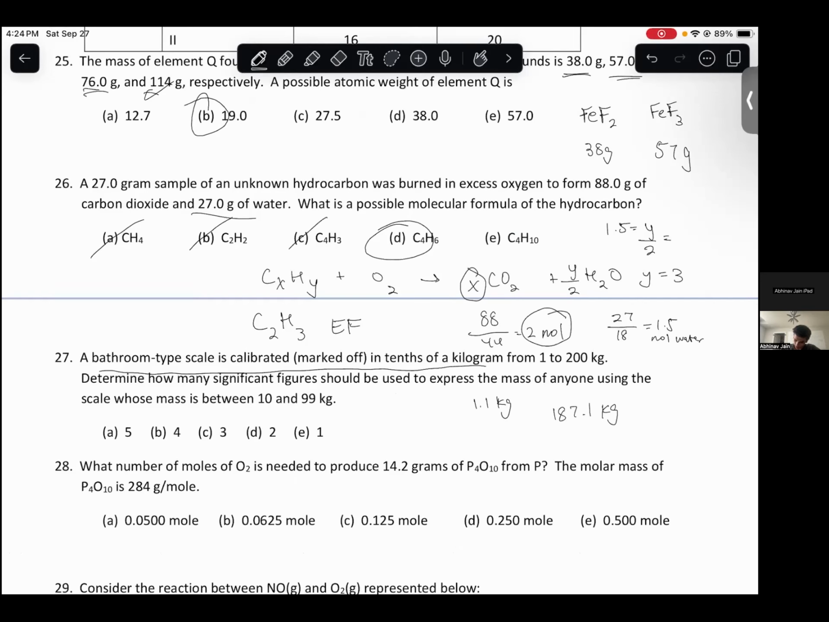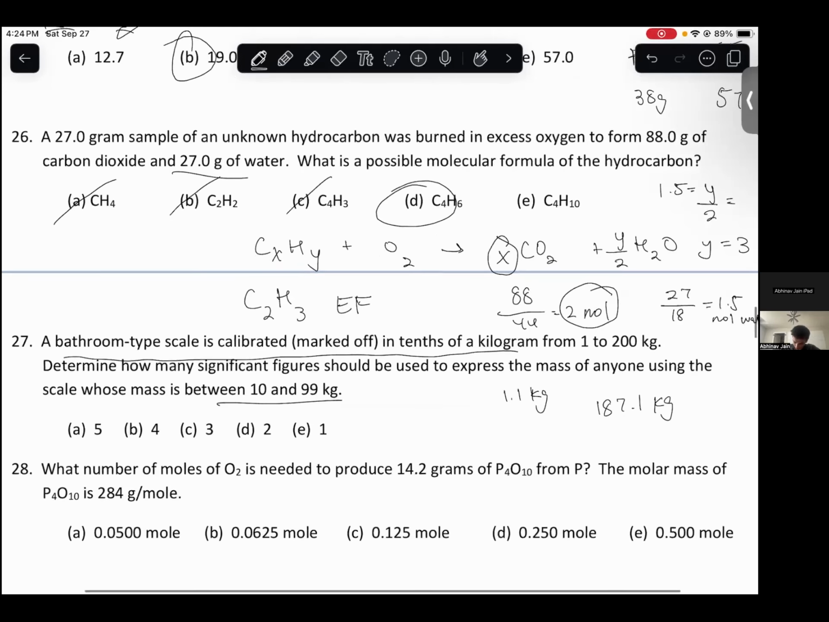It asks how many significant figures should be used to express the mass of anyone using this scale with mass between 10 and 99 kilograms. So it'd read something like 10.1 and like 87.1 kilograms, stuff like that. But it's a bathroom-type scale, and you kind of estimate the in-between points.